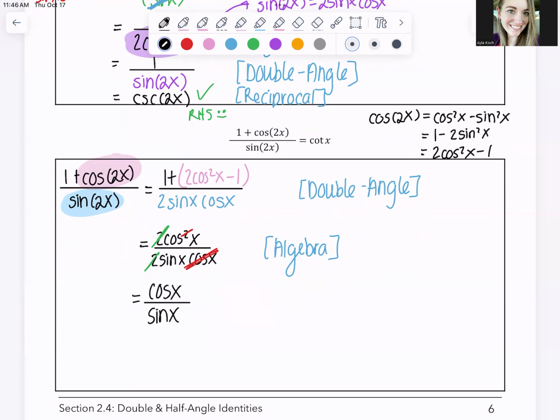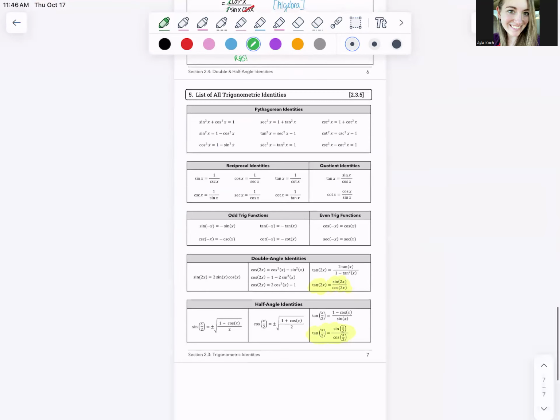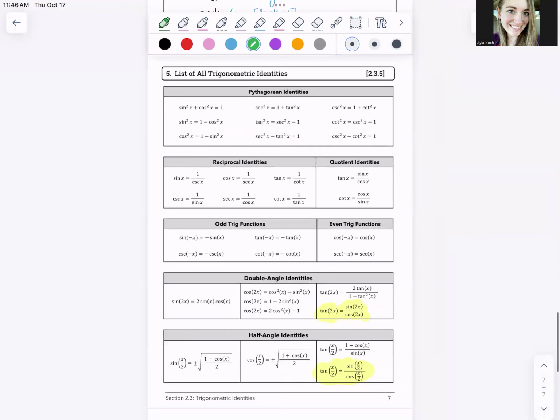All I've done here was algebra to get to that step. I just canceled stuff out. So that was algebra. And then cosine x over sine x, that is cotangent x, which is what I was hoping for. That is a quotient identity. And there it is. Yay, hip hip hooray, right-hand side. And there you go. So they're not bad. It just takes a tiny bit of practice. All of these are going to be available for you on your test.